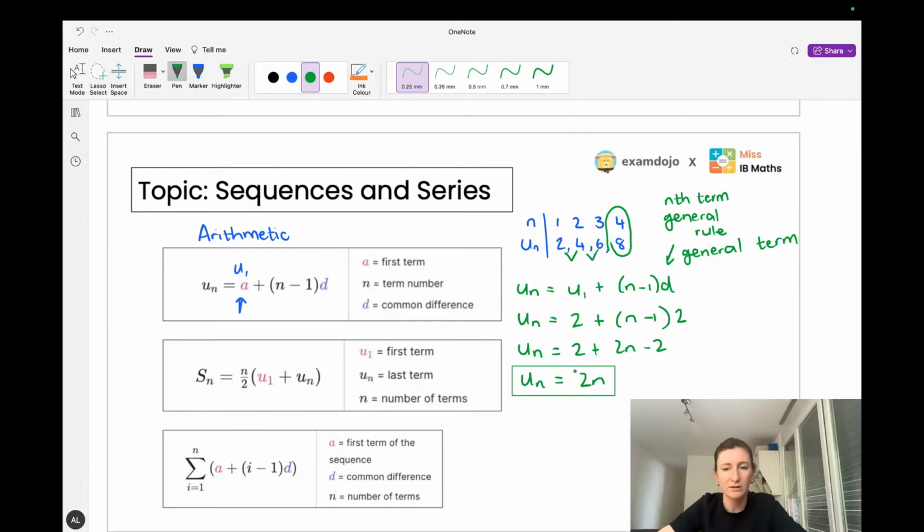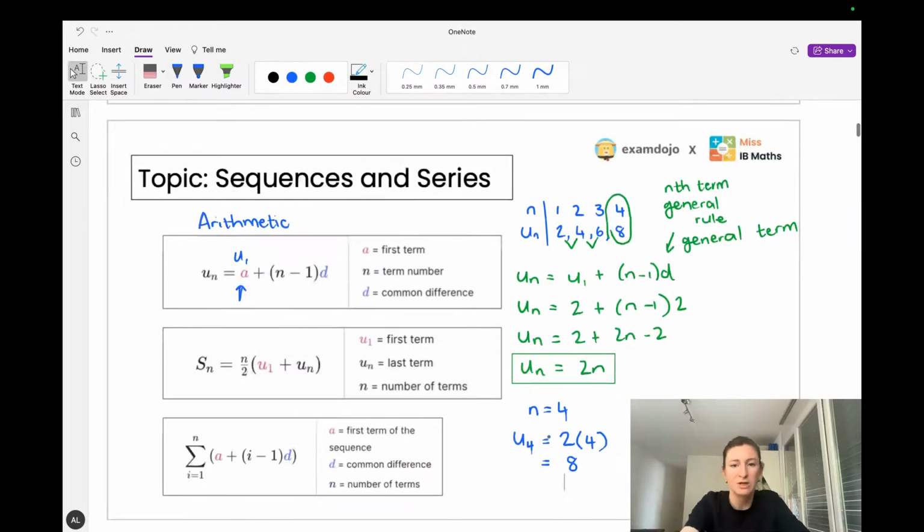With this, we can generate any number in here. So let's say I want n equals 4. I substitute n equals 4. I say u4 equals, and then I take my formula, 2 times 4, which is 8. And indeed, that does work. So I know that my sequence works.